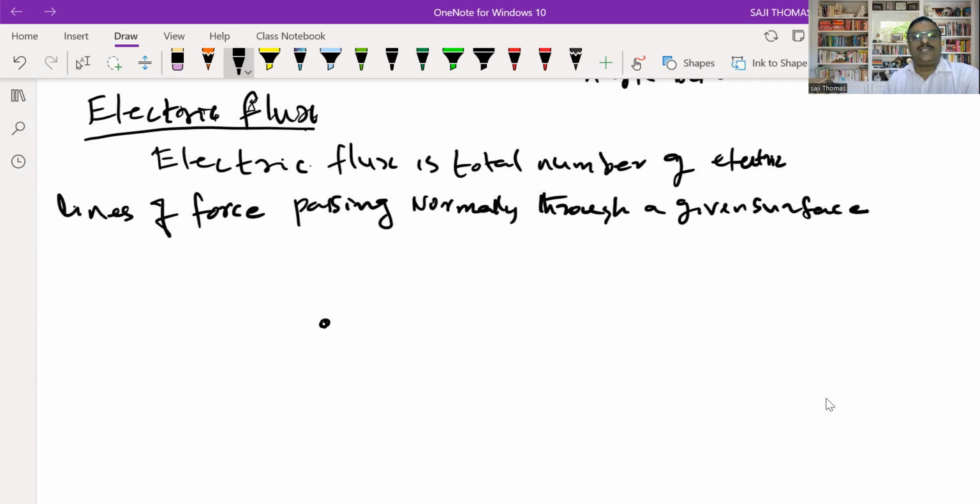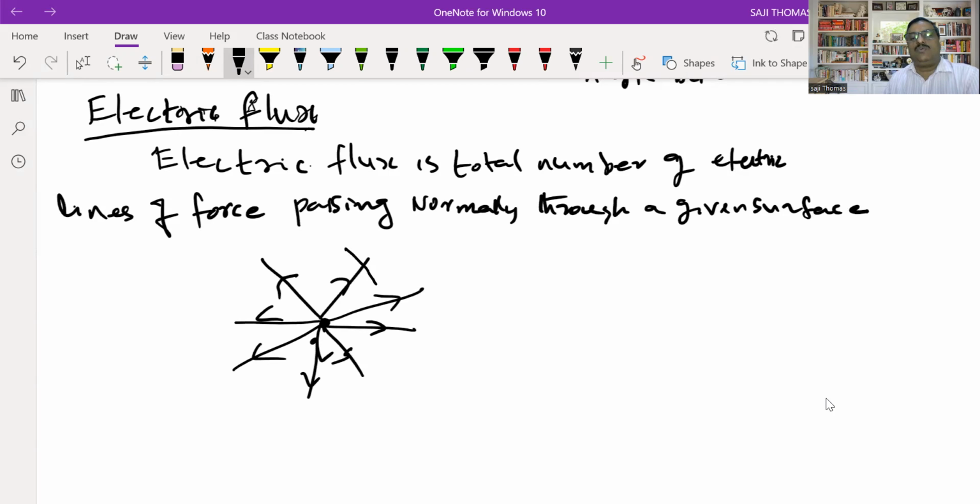So when you consider a point charge, you know, there are electric field lines like this, right? These are electric field lines. Okay, when you consider a small area here, what is the flux passing through this area? This area into electric field. How will you calculate it? We can calculate by multiplying area into electric field. So electric flux is total number of electric field lines passing normally through a given surface.